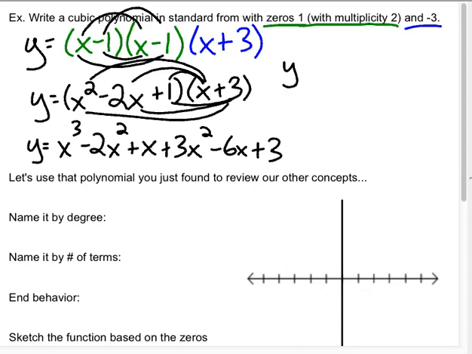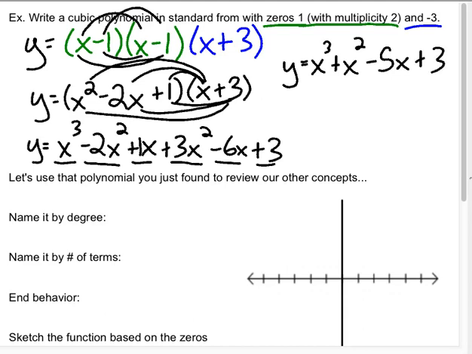And now I'm just going to combine up my like terms to make it look pretty. So my x cubed, well, there's no other x cubes. Negative 2x squared plus 3x squared, negative 2 plus 3 is a positive 1. 1x minus 6x is going to be a negative 5x, and then a plus 3. So a little bit more work for that one. But again, the process is exactly the same. Create your zeros, start FOILing and multiplying until you get to your standard form.